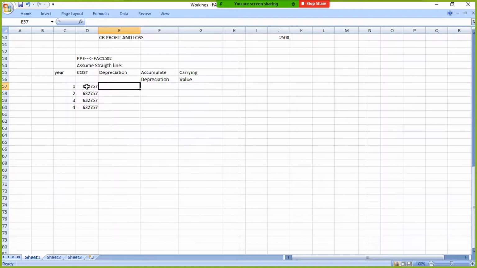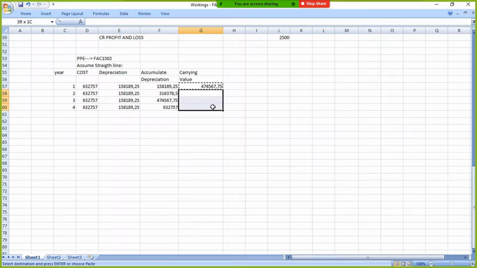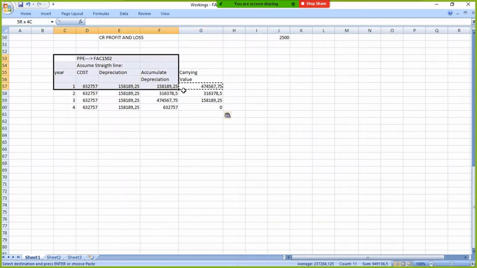All right, so the depreciation is 25%. Do you agree? If it was straight line, it'll be the same every year. Do you agree? Yes. Okay, then you'll add the depreciation year on year on year on year. And then the carrying value is the cost minus the accumulated depreciation. And you'll do that for each year. Right, so that's straight line.